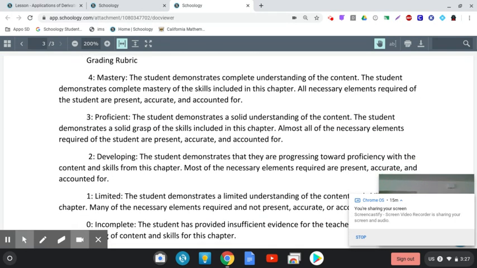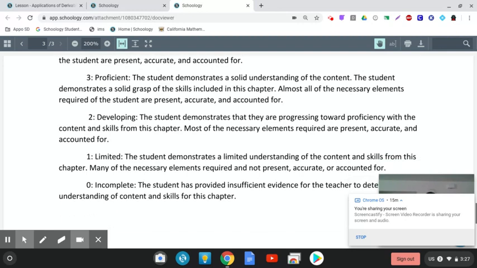4 is mastery. Student demonstrates complete understanding of the content. The student demonstrates complete mastery of the skills included in this chapter. All necessary elements required of that student are present, accurate, and accounted for. So your problems are good. Your videos are good. Your solutions are perfect. You know what you're doing.